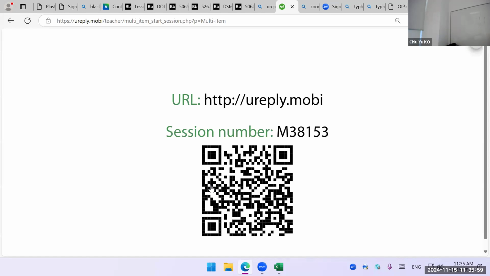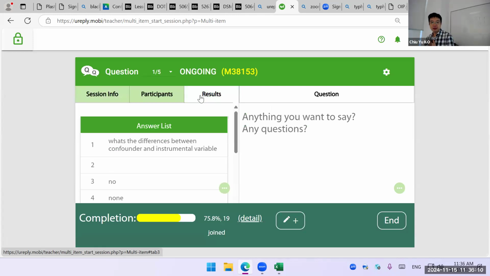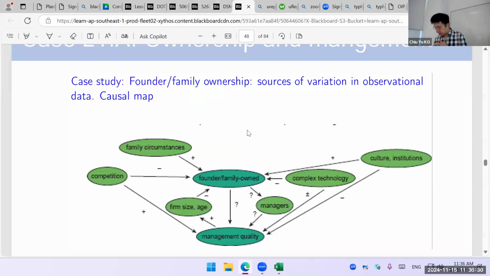So before we go to our last section of teaching, let's see if any questions remain unanswered. What is the difference between a confounder and an instrumental variable? A confounder is when, say, Z is affecting both X and Y simultaneously. This is a confounder. Remember, we have it here, go back to the confounder.